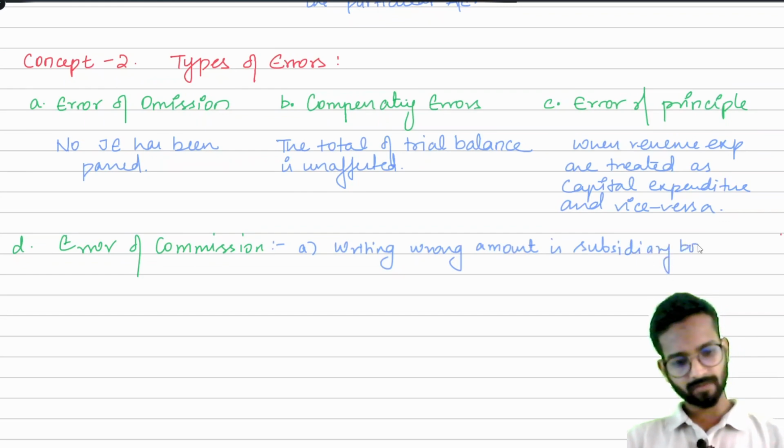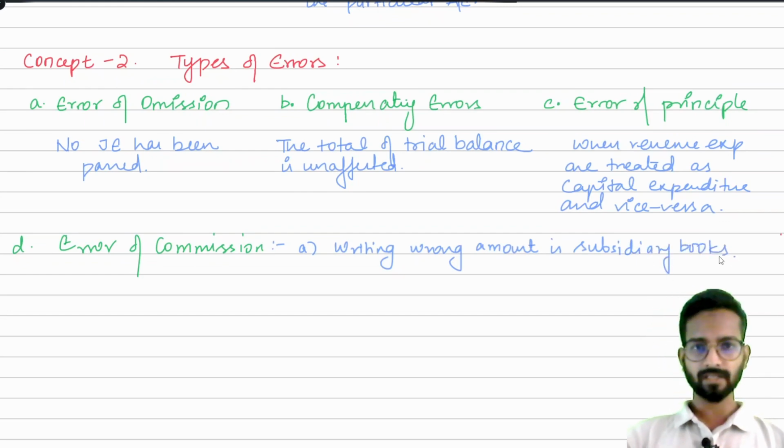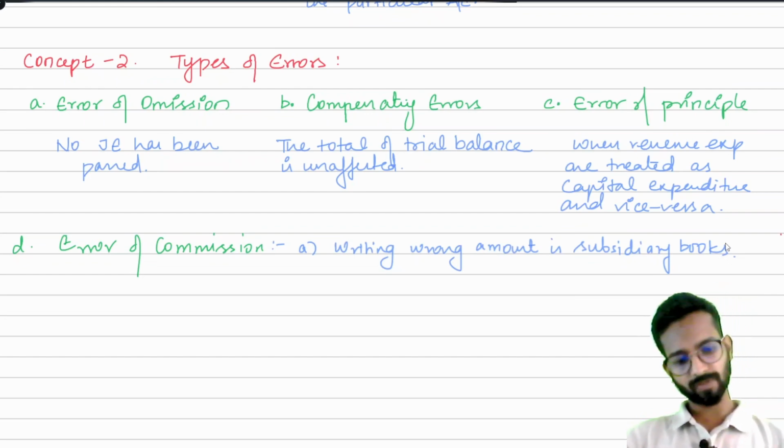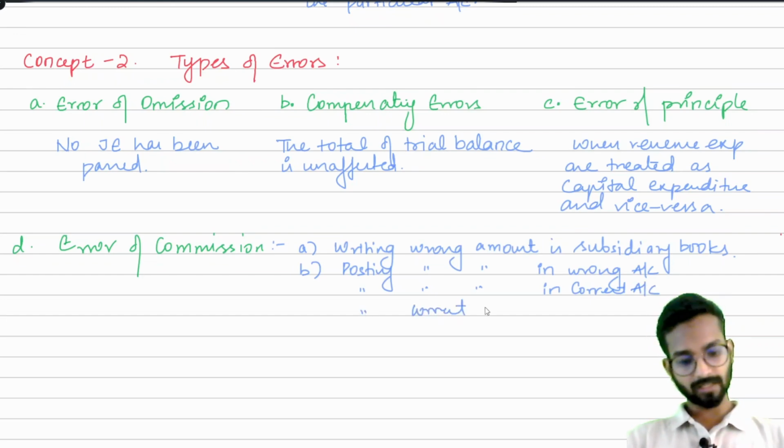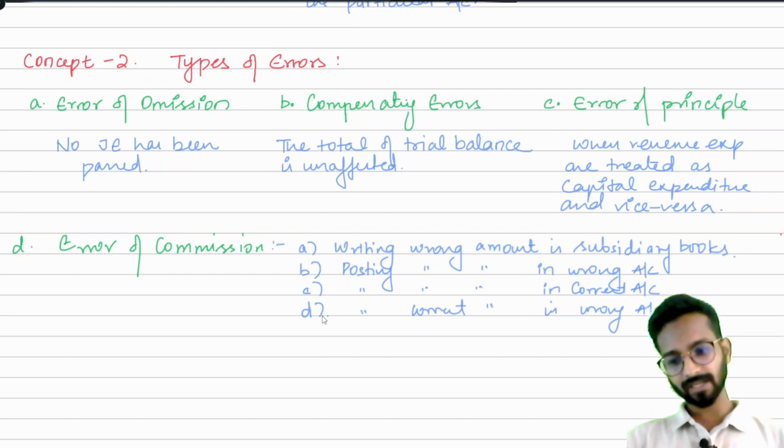We have already covered the subsidiary books in the series. We have entire series on subsidiary books. Please go and check. Point number B we have here is posting wrong amount in wrong account, or you can say posting wrong amount in correct account, or posting correct amount in wrong account. Understood? So these can be the different errors what we can make.